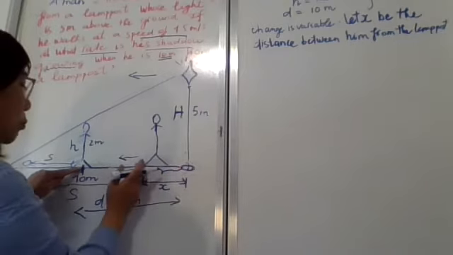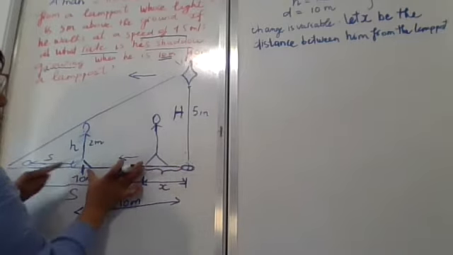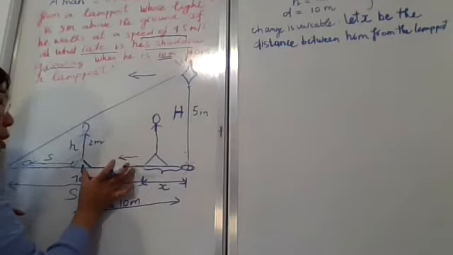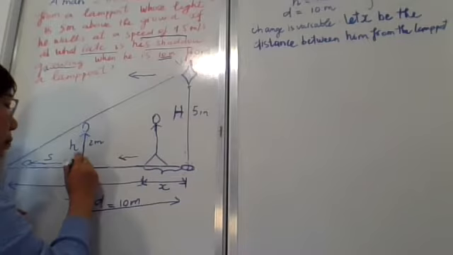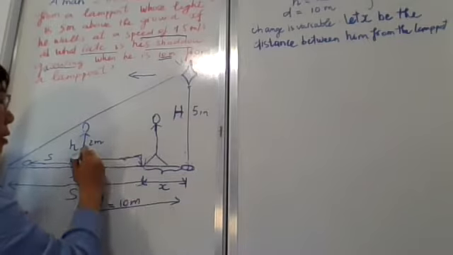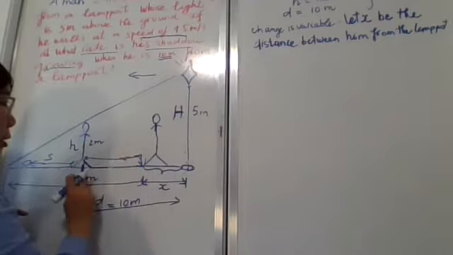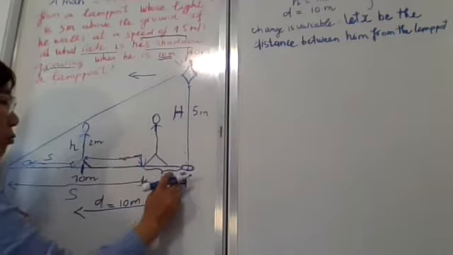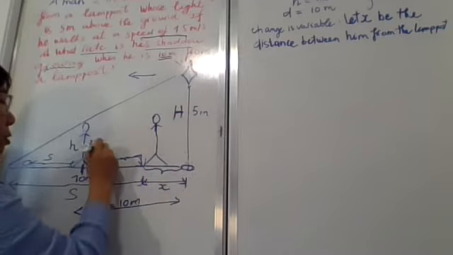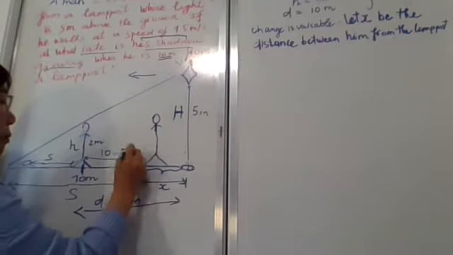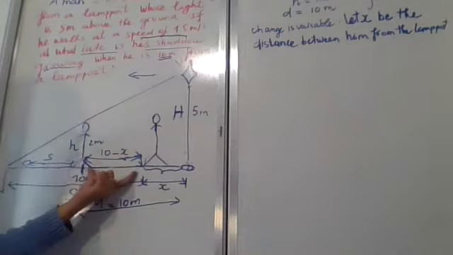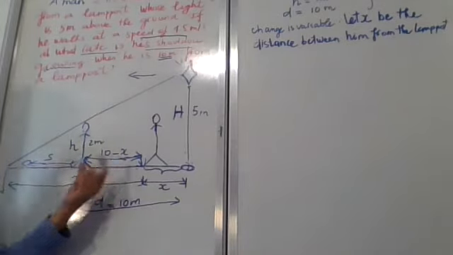So anytime he walks up to here, this distance will be changing, right? This distance from here to here keeps changing, and that equals 10 meters minus x, wherever he walks up to. So 10 minus x is this distance from here to here, right? And this distance keeps changing.